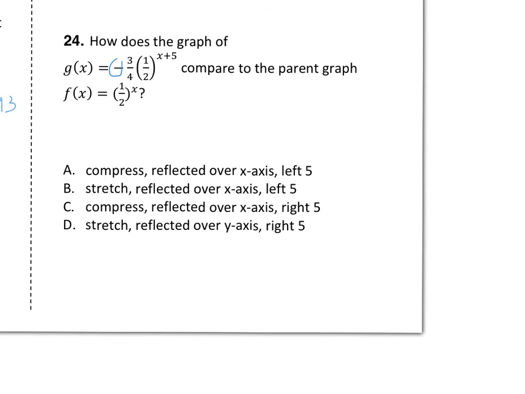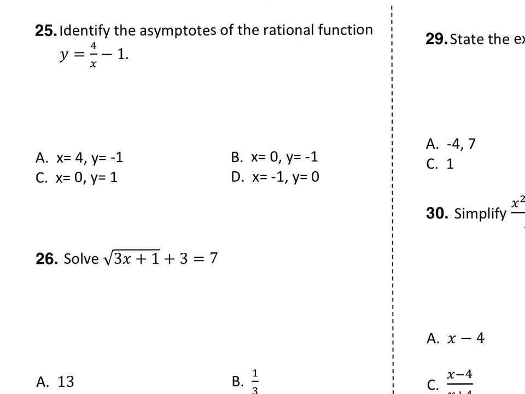So this negative here is a reflection over the x-axis. The 3/4 is a compress. 1/2 is just the base, and that's comparing to the parent function base, so that's okay. And then x plus 5 goes to the left 5. So out of my answers here, letter A incorporates all the transformations that are happening to this graph. Compress, reflect over the x-axis, and left 5 units.